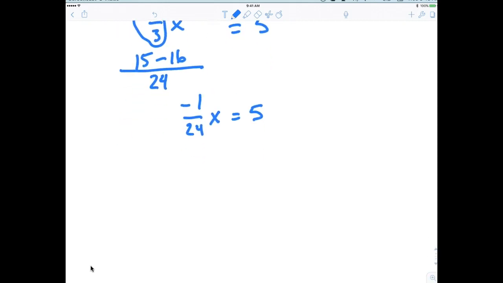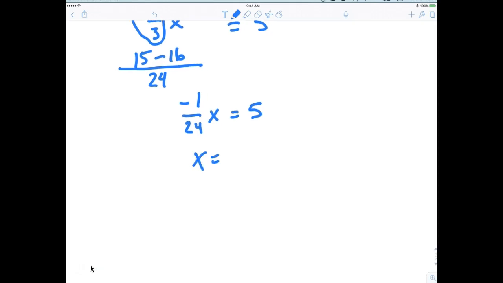So now we're just going to multiply by what? By negative 24. You're going to multiply by negative 24, correct? So x is equal to what? Come on, practice your mental math. Positive or negative? Negative. Yes, negative 120. 5 times 20 is 100. 5 times 4 is 20. 100 plus 20. That's how I want you doing that. 120.